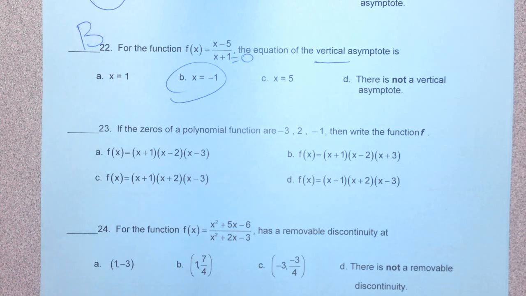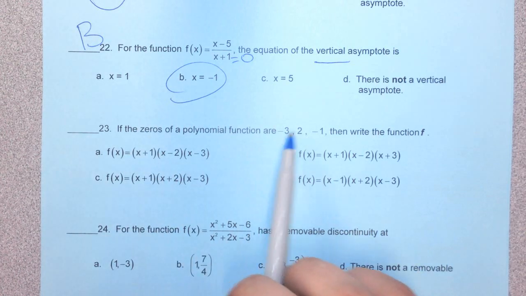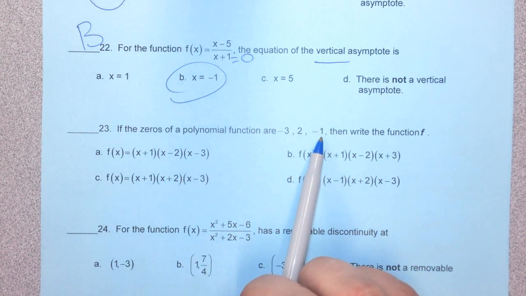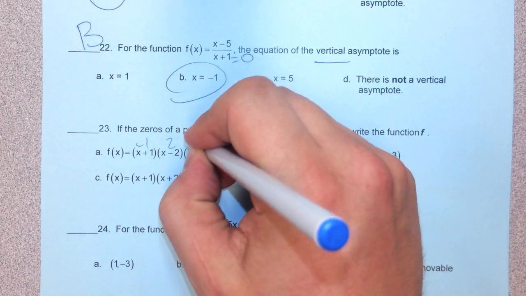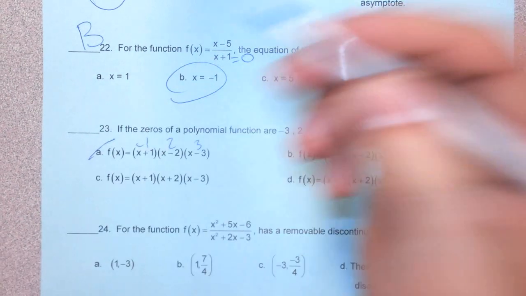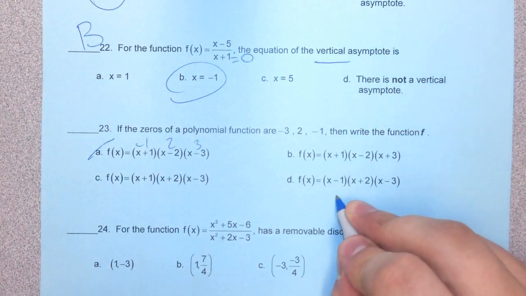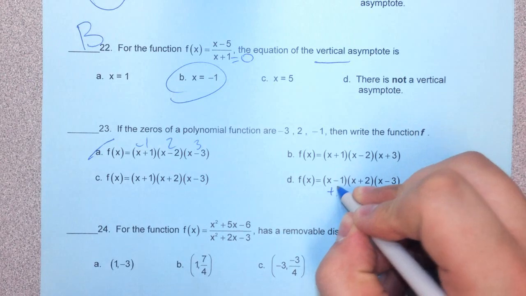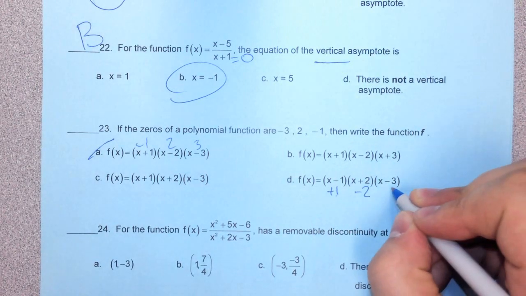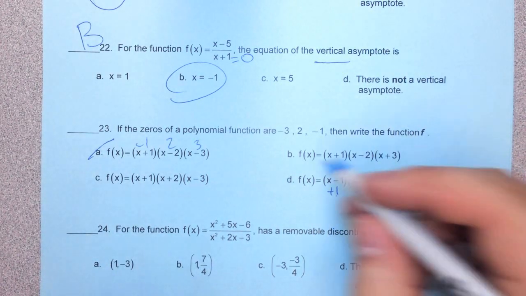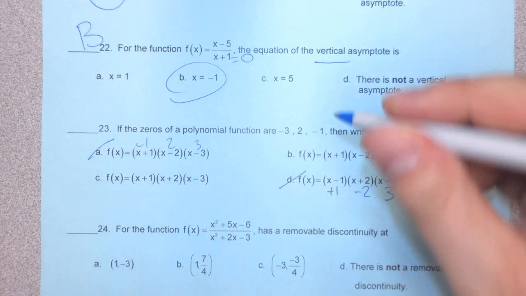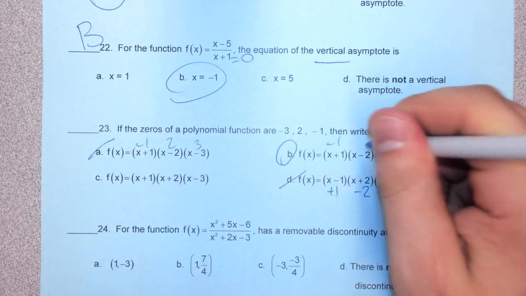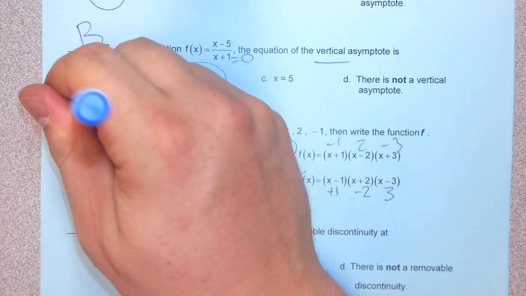Hopefully the 23 isn't so bad. If the zeros of the polynomial are -3, 2, and -1, we need to find out which one we've got here. This one, it would be -1, 2, and 3. It's just opposite signs, so it can't be that one. D, is that what you said? That would be +1, -2, and then +3. So nope, not D. Remember, it changes signs because you're finding the 0. It's got to be B, okay? Because they all change signs. It's -1, 2, and -3. So that one's going to be B.